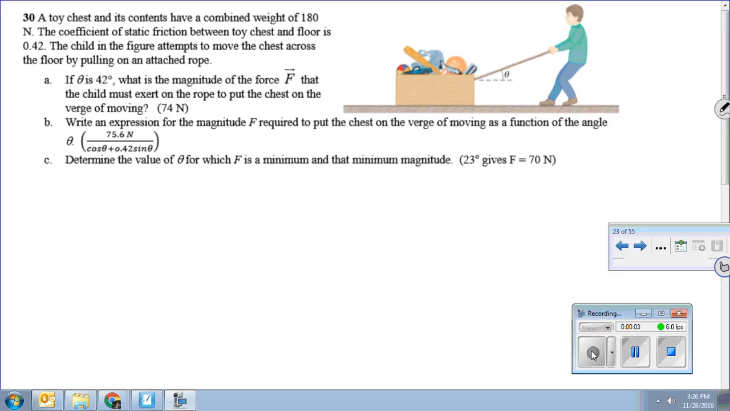All right, here we go. This is problem number 30 from chapter 6 of the Halliday and Resnick textbook. This is on your worksheet 6.1b. So we've got this toy chest with some stuff in it, and it has a total weight of 180 newtons.